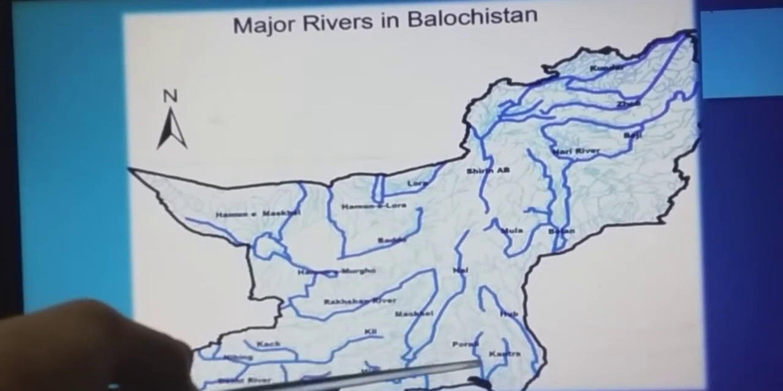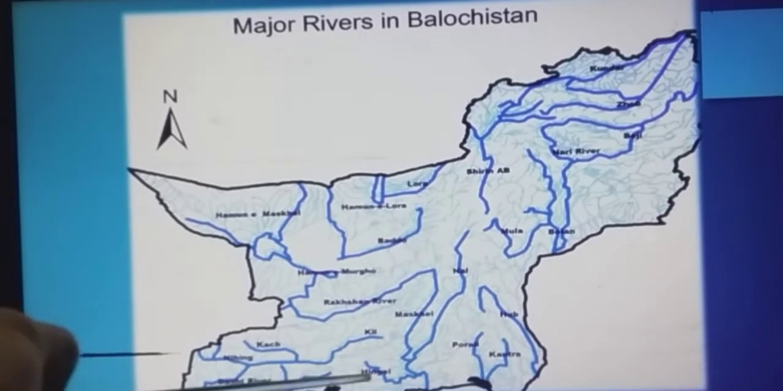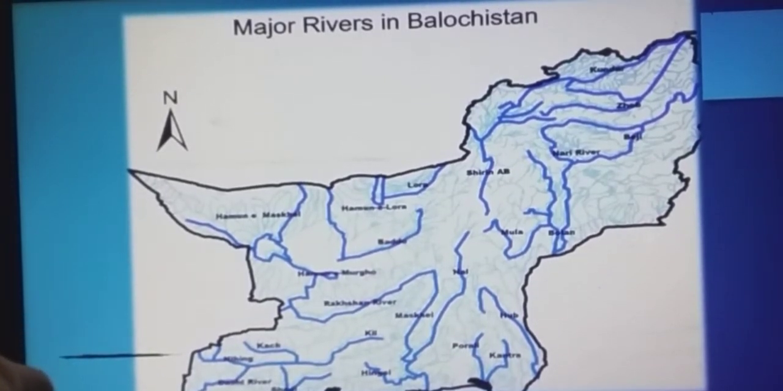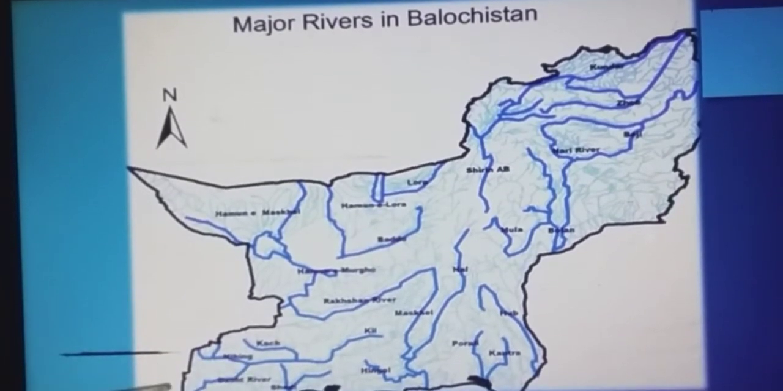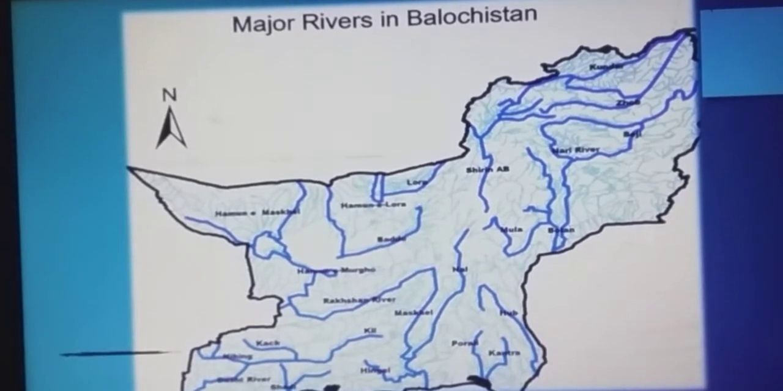Then we talked about Purali, Hub, and Hingol, and all the other rivers that line the coast of Balochistan. So they fall into the Arabian Sea. Their final destination is this Arabian Sea. A number of other small rivers also move westwards, and they finally drain into the Arabian Sea. I hope it has become clear with this map.